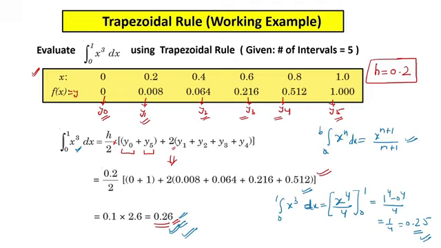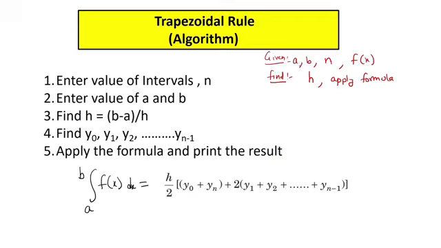Now it's time to understand how we can implement this in a C program. Let's understand the algorithm, the pseudocode and the implementation part using a C program. As we have seen just now, we will be given some values, the values of a, b, and then n, and then the function. Then we have to find the value of h, and after that we have to apply the formula by finding the values of y0, y1 to the last yn. This is actually yn.